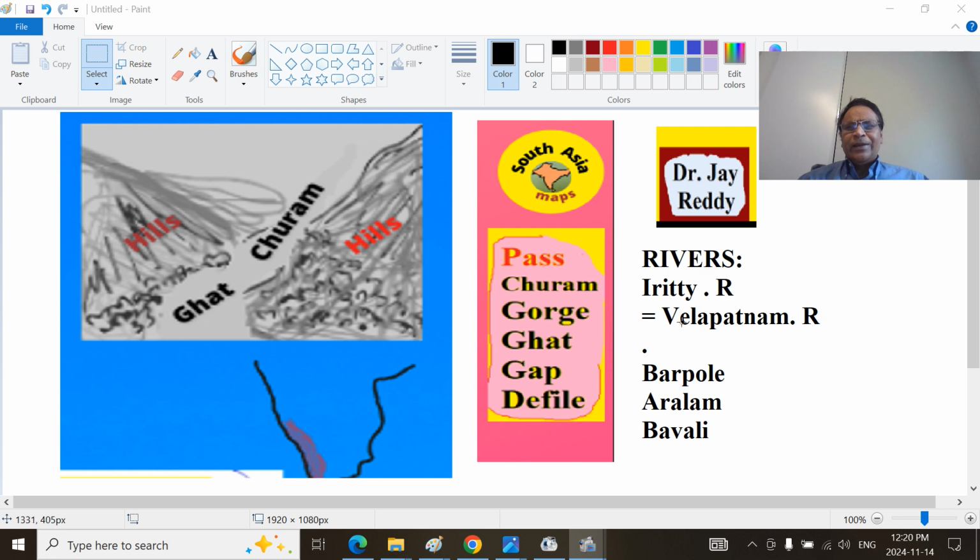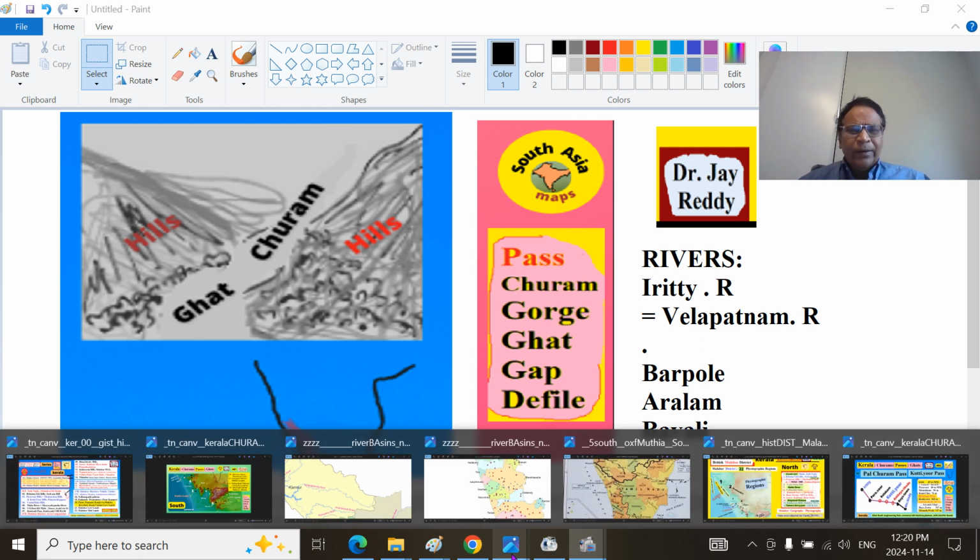Iritty river, also called Velapatnam river, Barpol river. It is a tributary of the Iritty, Velapatnam river, Aralam river, Bavali river. I will be pronouncing these names, and this is how they are spelled, so you can see them.